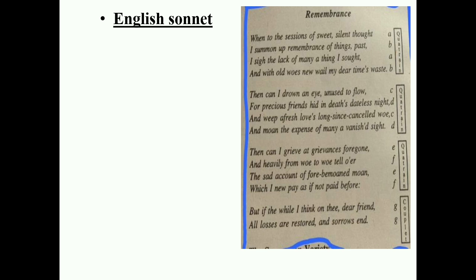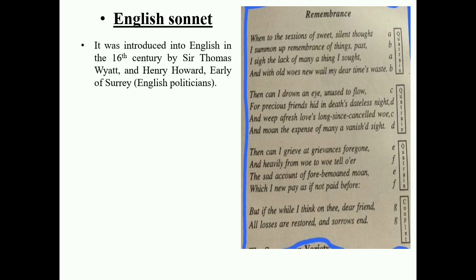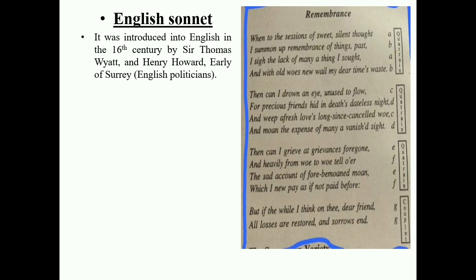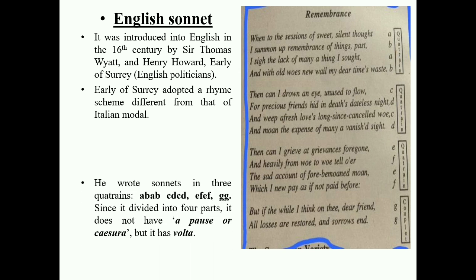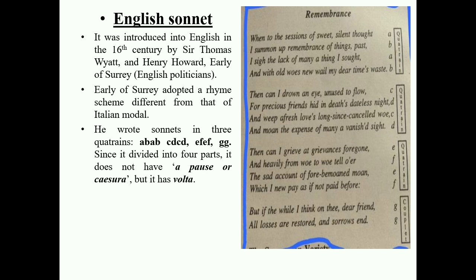So what are the characteristics we have? Let us see. The English sonnet was first introduced into English in the 16th century by Sir Thomas Wyatt and Henry Howard, Earl of Surrey. Both are English politicians. Earl of Surrey adopted a rhyme scheme different from that of the Italian model. What is that? You can see here.